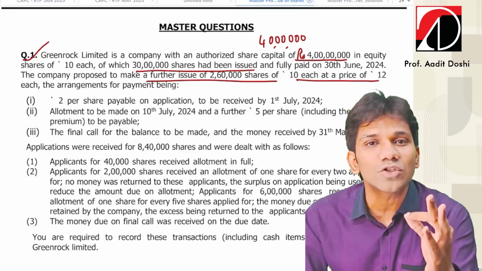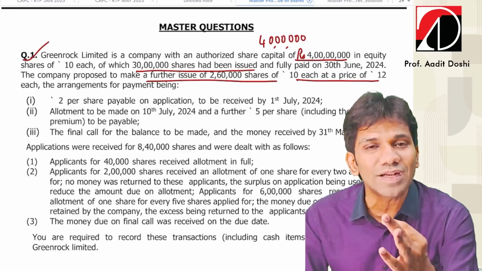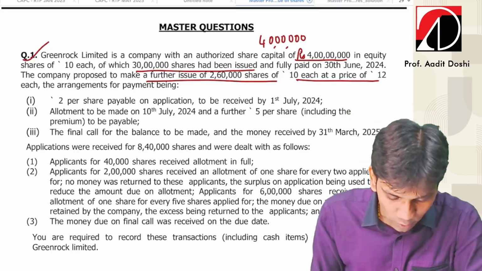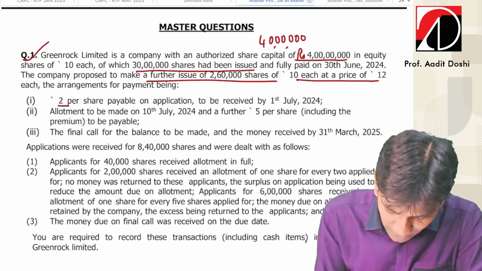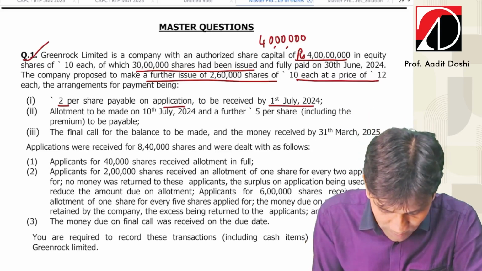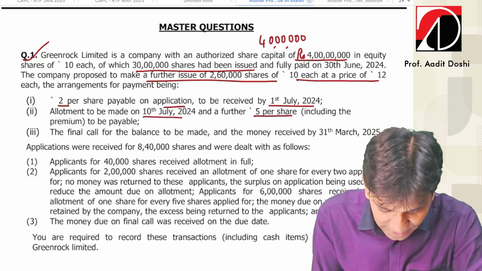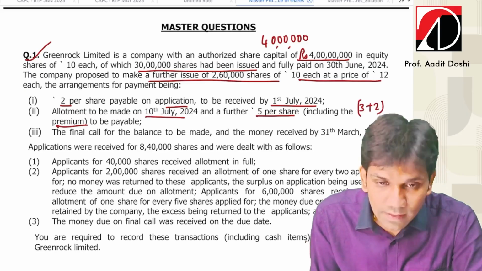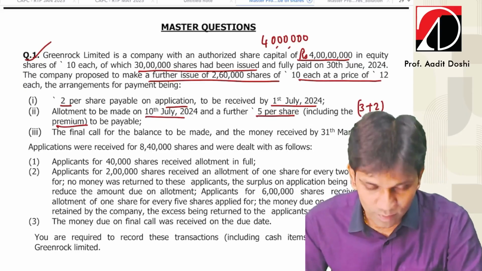Out of that, company has issued 2,60,000 equity shares of 10 each at 12. So the issue is at premium. And the arrangements are as follows. 2 per share on application, which is payable on 1st July. Allotment to be made on 10th July, that is at 5 including premium. So this will be 3 plus 2, 3 for allotment, 2 for premium.